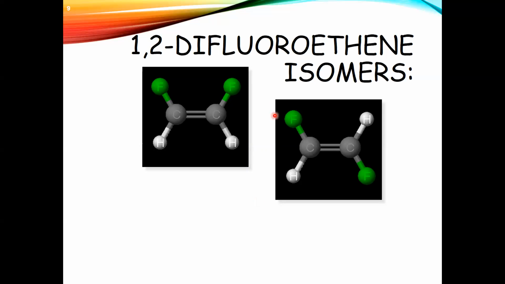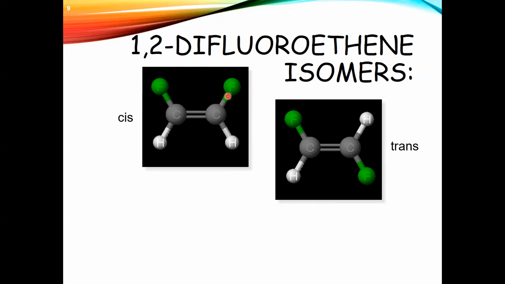So here I am showing two different molecules of 1,2-difluoroethene. Notice we call it ene here at the end because of that double bond. This is an alkene. But on one of these isomers, we have both of the fluorines on top of the double bond, and on one we have one on top and one below. So this one where they're both on the same side, this is our cis conformation. When they're on opposite sides, this is our trans conformation.